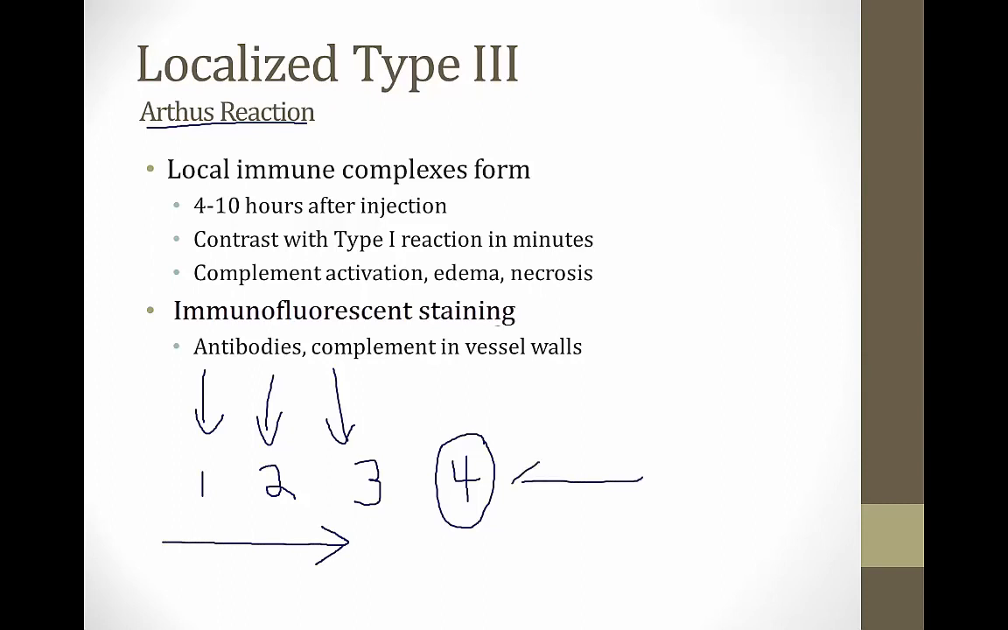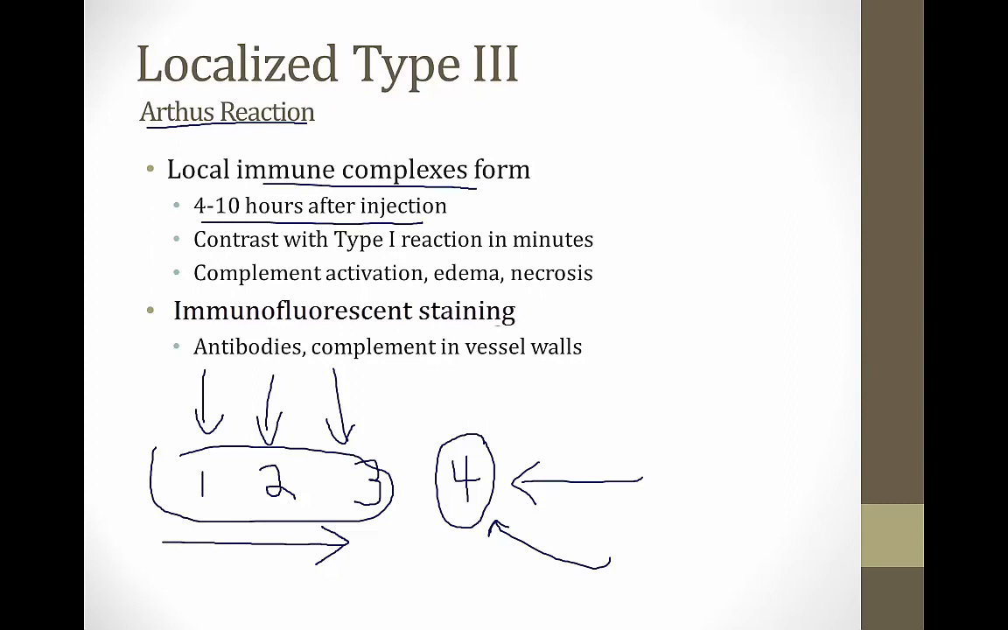Thus, when he did the 4th injection, those circulating antibodies bound to the antigen and caused a reaction where there had been none the first 3 times. So local immune complexes form, and that's what causes the Arthus reaction. It's usually about 4 to 10 hours after injection. It's much faster than the 5 to 10 days for serum sickness because the antibodies are already present.